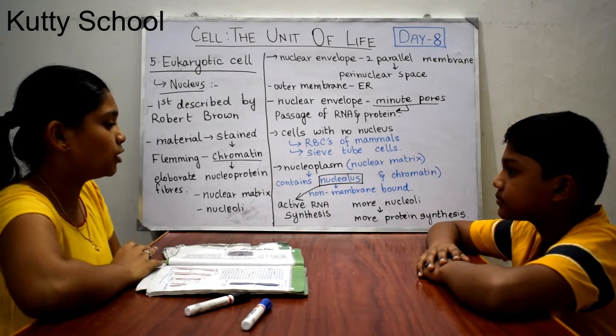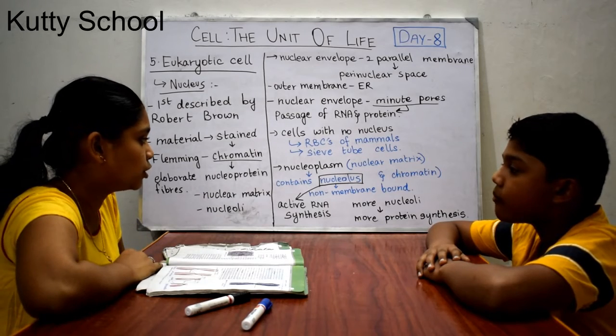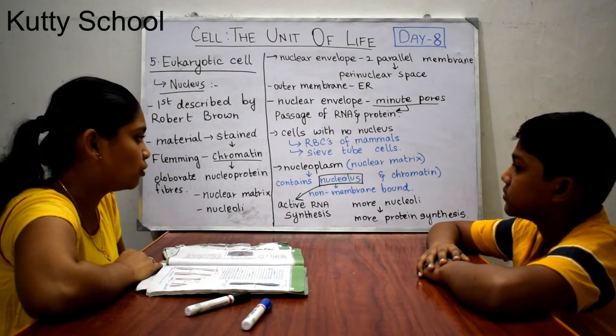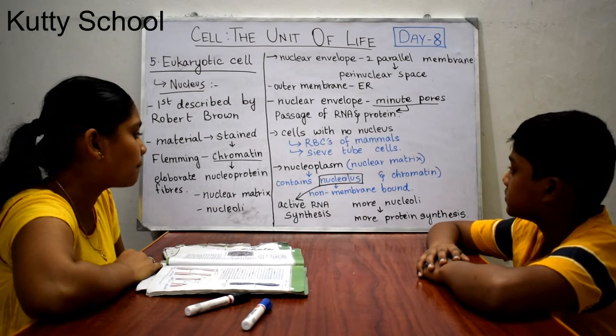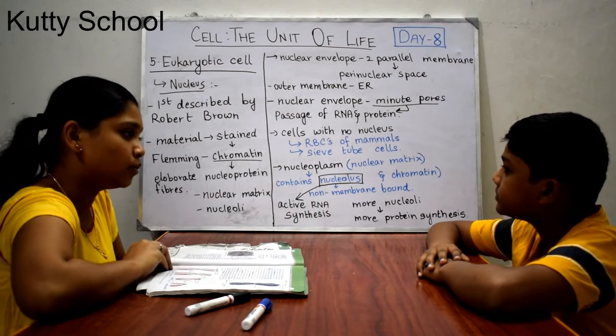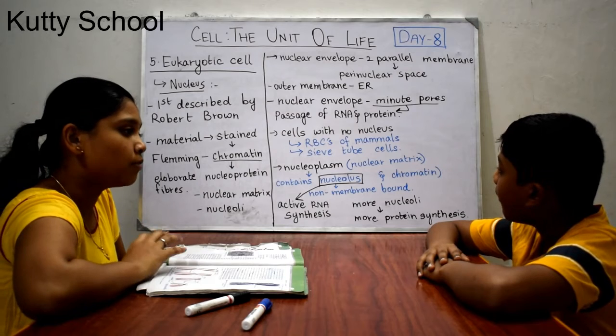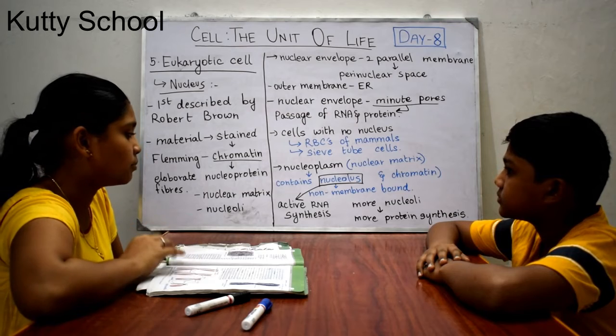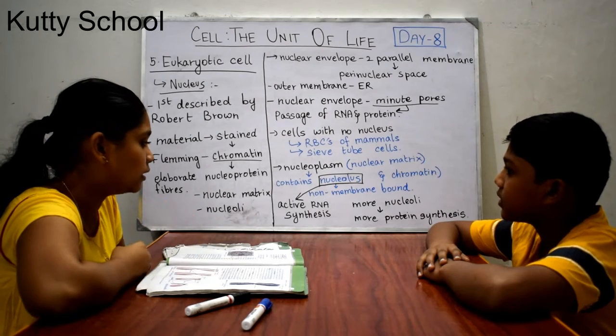Nucleoplasm is nothing but the nuclear matrix. It is also known as nucleoplasm. This nucleoplasm contains the nucleolus, chromatin and everything. The nucleoli are present inside the nucleus, and these are non-membrane bound structures. They do not have a membrane, and they are present in many numbers inside the nucleus.